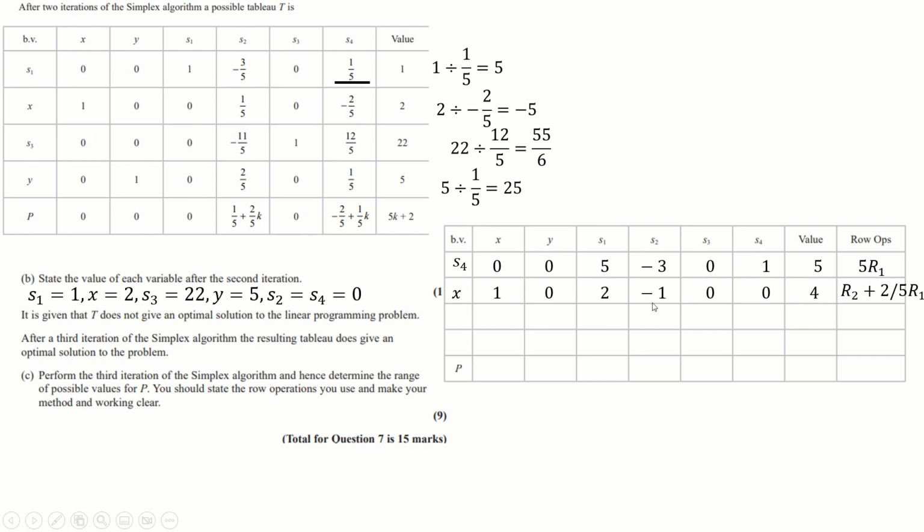You can figure this out if you want to. I'll just do one example. So this one here is going to be 1/5 plus 2/5 of this. 2/5 of this is minus 6/5. 1/5 minus 6/5, I think, is minus 1. So that's where that comes from.